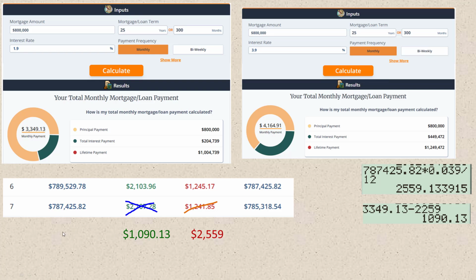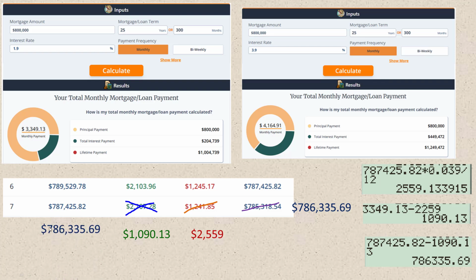Now, to start off the next month, we're not going to have this amount. Okay, we're actually going to have this amount minus the principal payment. So if I take the $787,425.82 and subtract the amount that came off my principal, that is $786,335. So you still owe the bank more. So the $785 isn't right. Should be $786,335.69, and then that's what the next month is going to start at. Now, so in this case, you're paying more interest. Not a great thing for the homeowner.